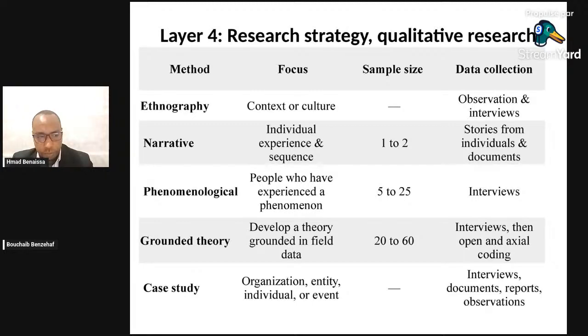Well, research strategy, qualitative research. So we spoke about the types of quantitative research. Now the types of qualitative research. We can identify ethnography, which focuses on the context or the culture. Ethnographers immerse themselves in a culture, observe, sometimes also interview and document. Narrative, the focus here is on individual experiences and sequence. So narrative qualitative research tries to build the narrative, the story, from experiences of individuals and documents. Usually the sample size is 1 or 2.